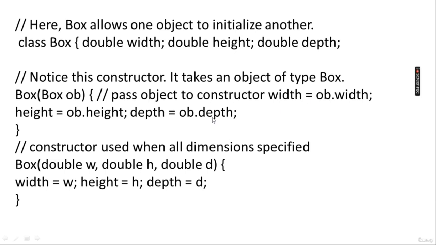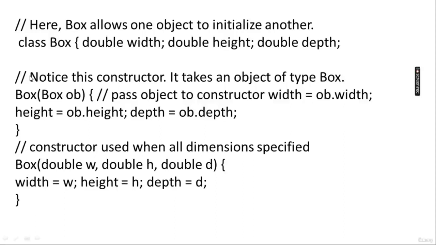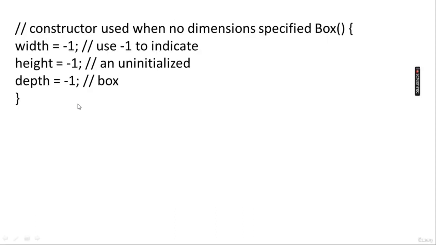So now, how will I do it? Width is equal to object dot width. Height is equal to object dot height. Depth is equal to object dot depth. Now constructor used when all dimensions are specified, like Box(double w, double h, double d). Same example is repeated, only this constructor is different, Box and object Box.